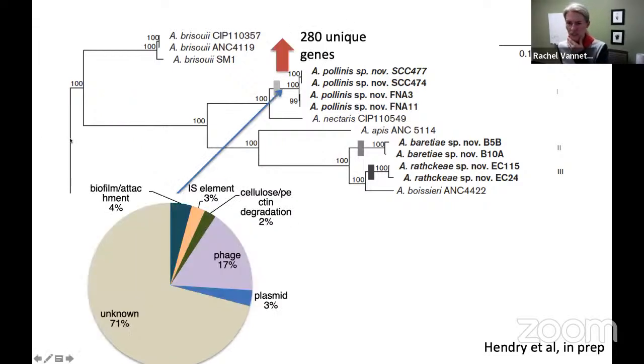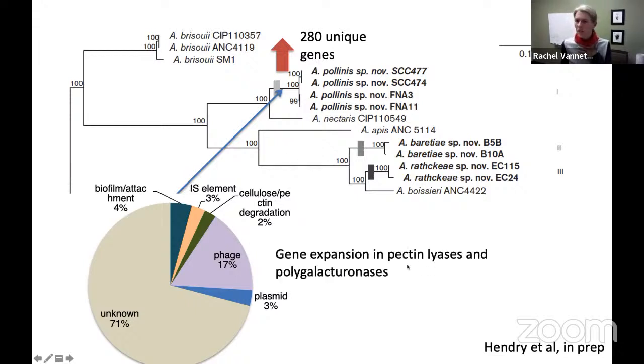We also looked at different branches and different clades within this Acinetobacter group. And here we found that there were quite a few unique genes in this group that differentiated it from its relatives. And some of them caught our eye. So we saw biofilm attachment genes. Okay, that's really cool. But also cellulose and pectin degradation, in addition to phage and plasmid genes, differentiated this group. And we noted that when we pulled those genes out and created a tree, there was a gene expansion in the pectin lyases and polygalacturonases.